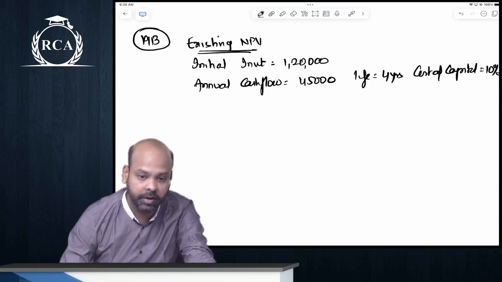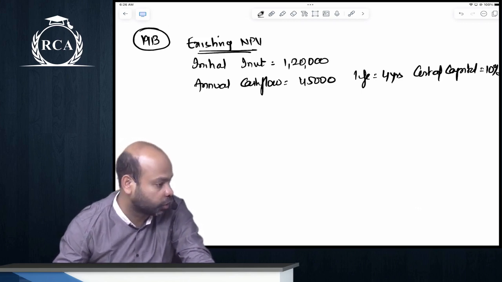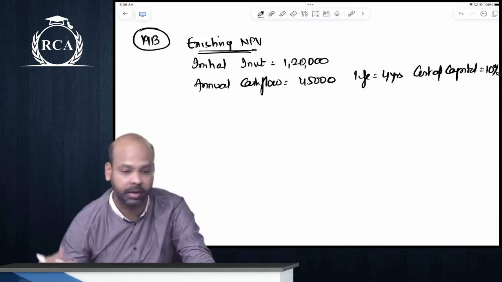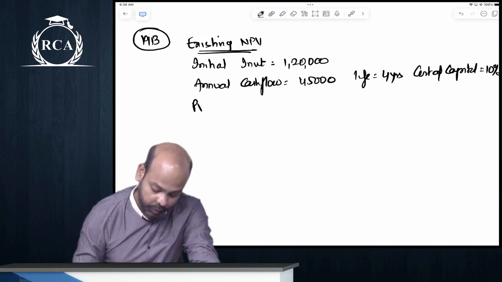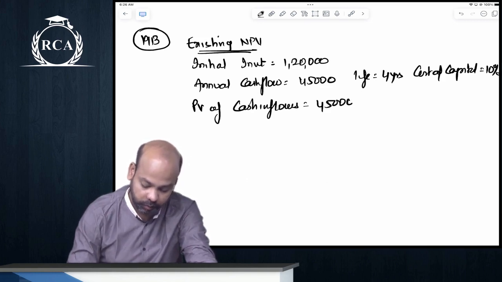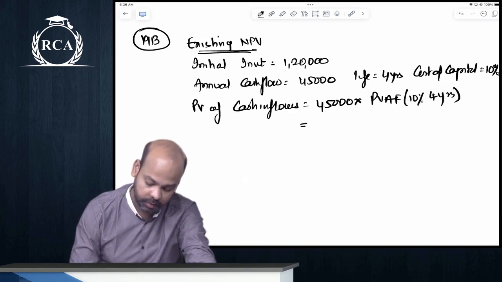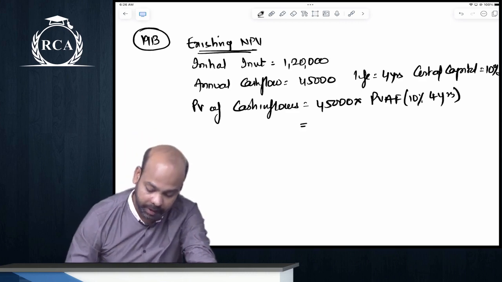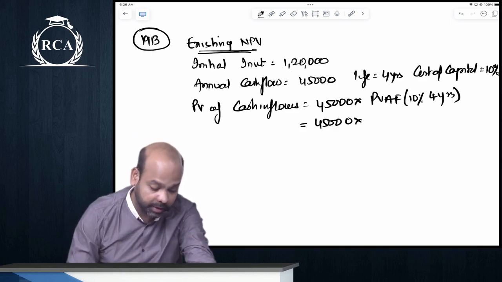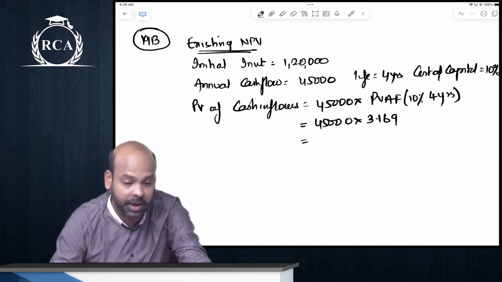Your initial investment is 1,20,000, annual cash flow is 45,000, life is 4 years, cost of capital, beta, is 10%. You will write present value of cash inflows: 45,000 multiplied by PVAF at 10% for 4 years. And that present value annuity factor, beta, is given in the question as 3.169. This will give us the present value of cash inflows.